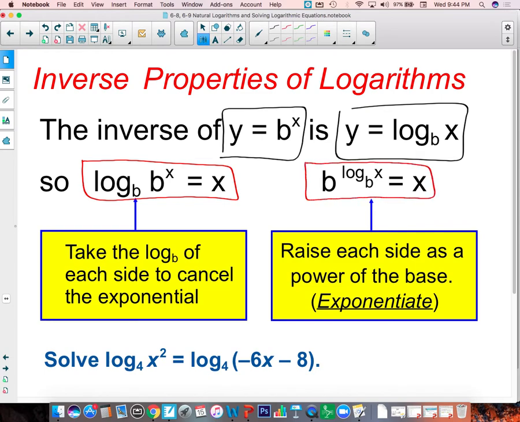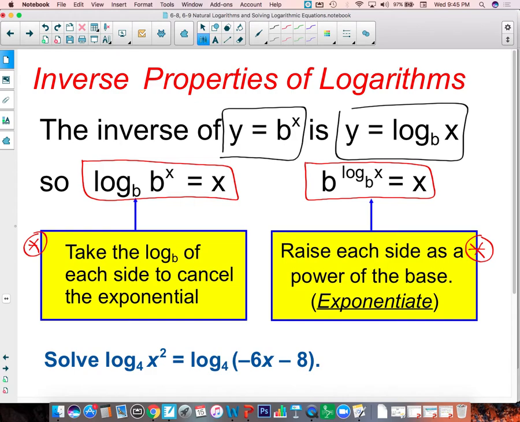So log base b of b to the x just equals x. And then b to the power of log base b of x equals just an x. All right, so this is the way that we can solve these exponential equations. And really you don't have to use, like here it says, take the log of both sides, log base b of both sides to cancel the exponential. And then the other one is we can raise both sides to the power of the base. Okay, we'll look at those and see if we actually have to do them here.